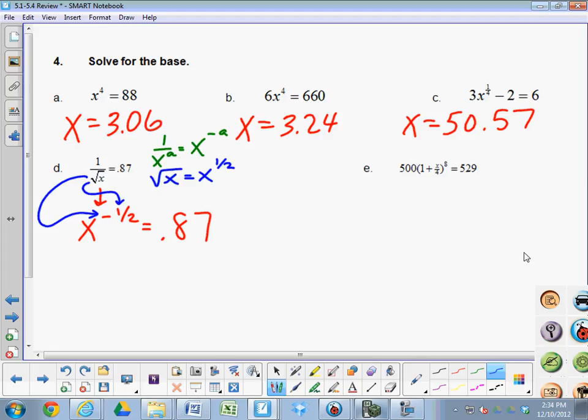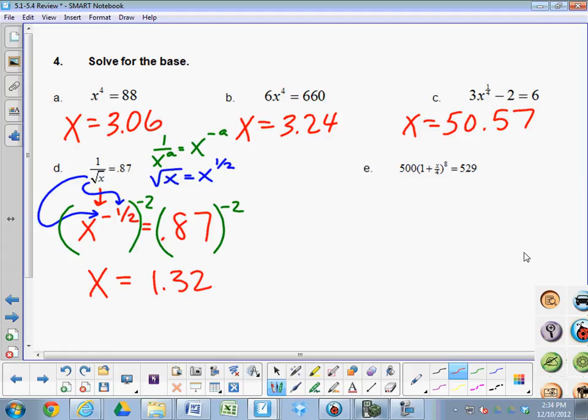For the next step, we're going to try to get rid of the negative 1/2 power. And to do that, you're going to raise both sides to the reciprocal power. The reciprocal of negative 1/2 is negative 2. So the answer is going to be x equals 0.87 to the negative 2, and you get about 1.32. To check your work in all of these, just plug your answer back in for x. If you do 1 divided by the square root of 1.32, you should get approximately 0.87.